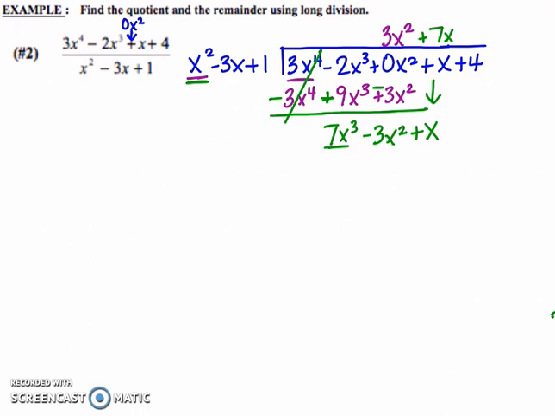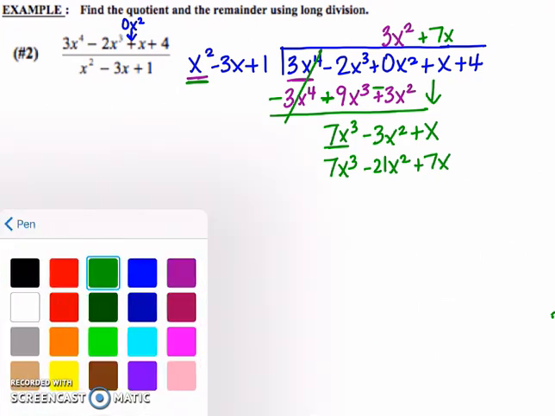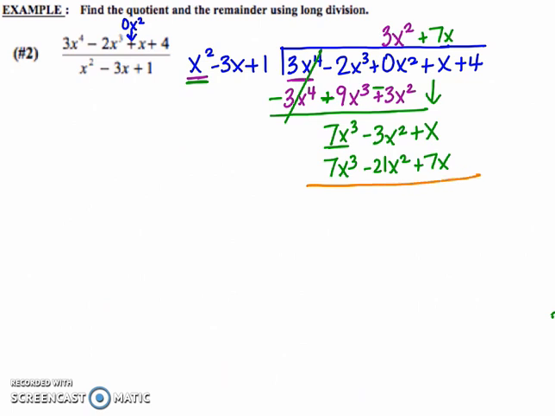So now we're going to go ahead and do that multiplication. 7x times x squared is 7x cubed. 7x times negative 3x is negative 21x squared. And 7x times 1 is 7x. Now we're going to go ahead and draw the line and change the signs. Negative, positive, and negative. And we're going to add. Our x cubeds cancel. Negative 3x squared plus 21 is going to give us 18x squared. And positive 1x minus 7x is going to give us negative 6x.